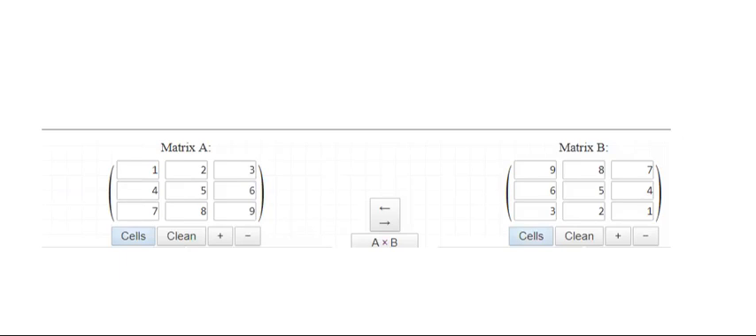We will talk about C implementation of matrix multiplication. Before we talk about actual implementation, let's understand the basic definition of matrix multiplication. So let's consider this example.